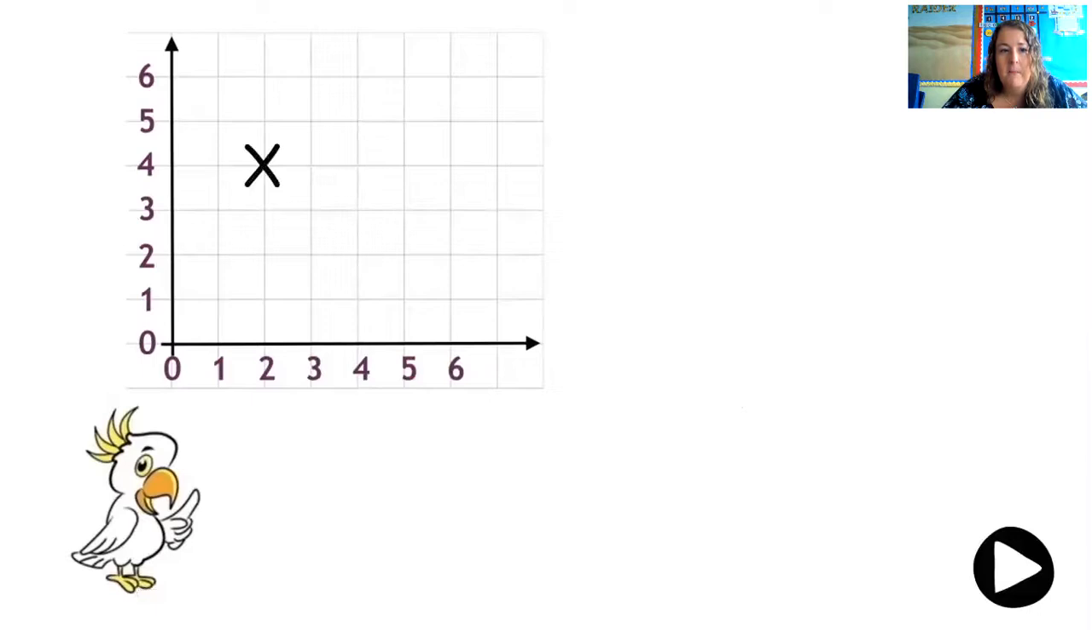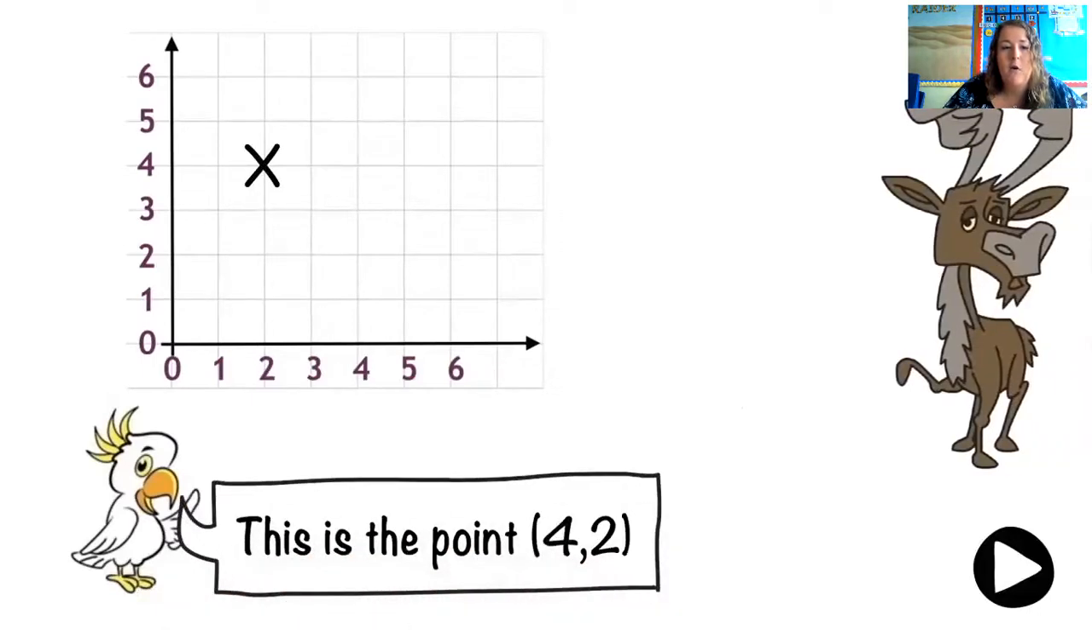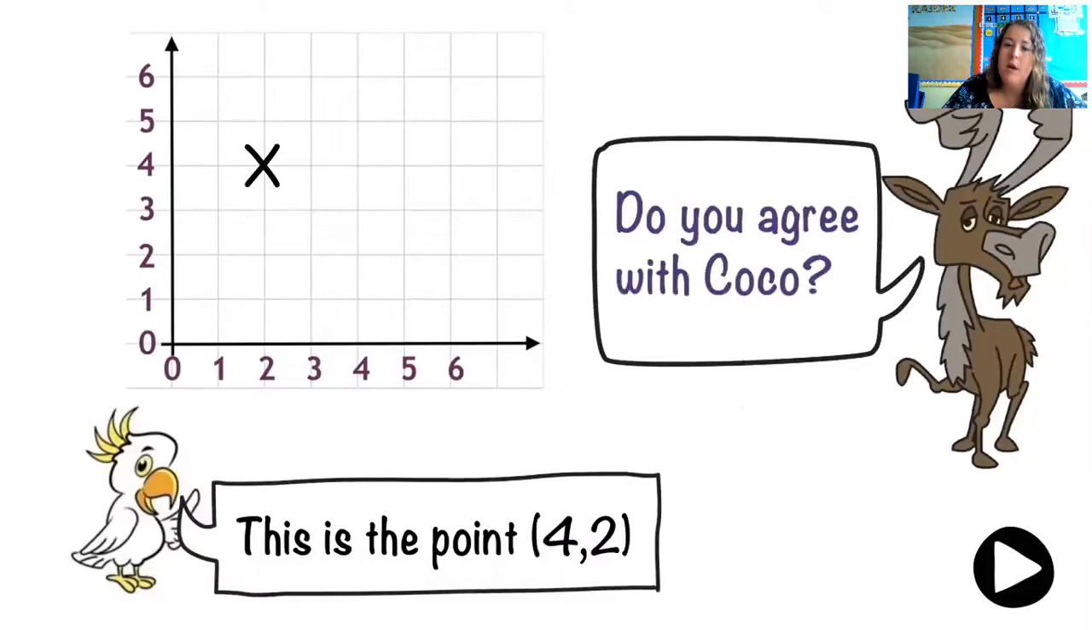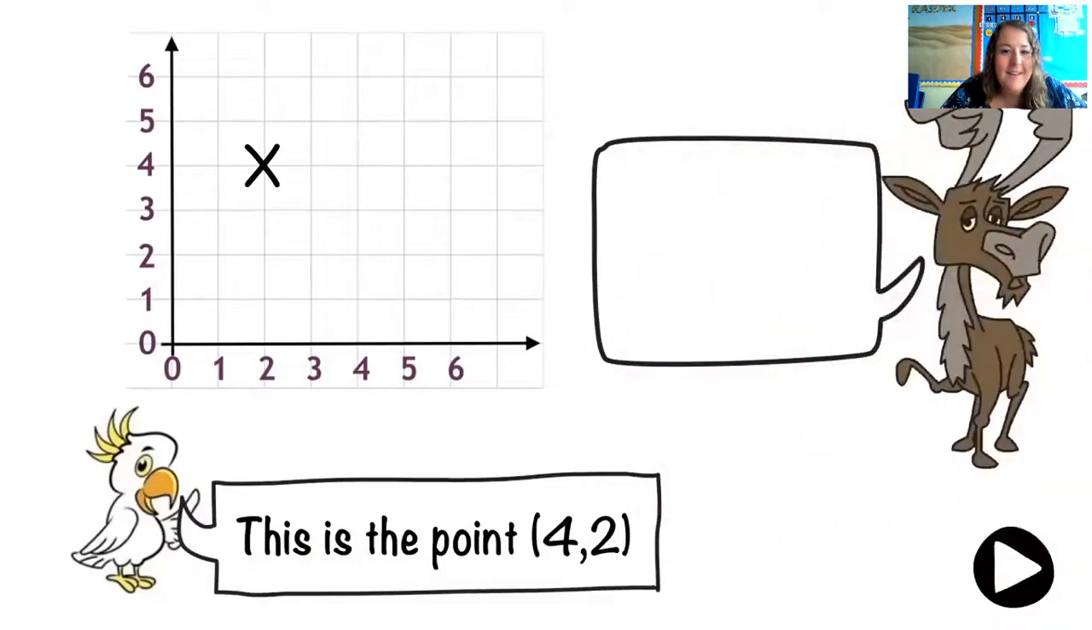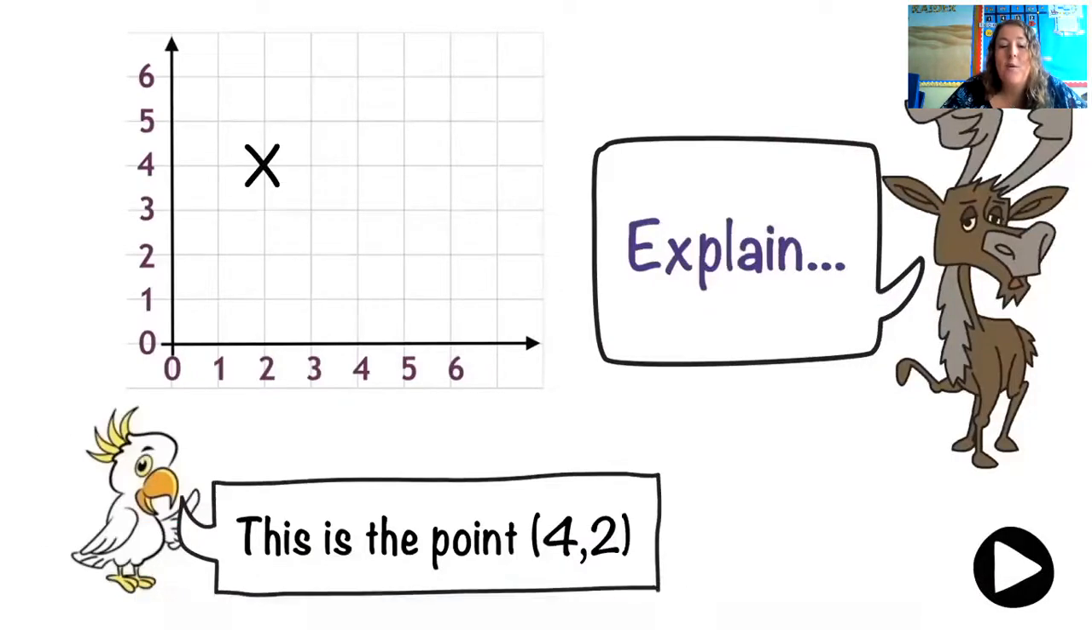Okay, another grid at the top. And Coco is saying, this is the point for 2. Colin's then saying, do you agree with Coco? And then I'm sure he's going to say explain. Let's see. Explain. Okay, again, I'm going to pause it here. You need to be explaining whether you agree with Coco and why. So pause the video now to have a go at that one.